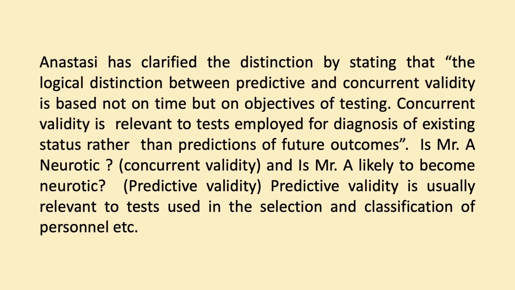Anastasi has clarified the distinction, stating that the logical distinction between predictive and concurrent validity is based not on time but on the objective of testing. Concurrent validity is relevant to tests employed for diagnosis of existing status rather than prediction of future outcomes. For example, is Mr. A neurotic? Is his personality neurotic at the moment? That is concurrent. And is Mr. A likely to become neurotic?